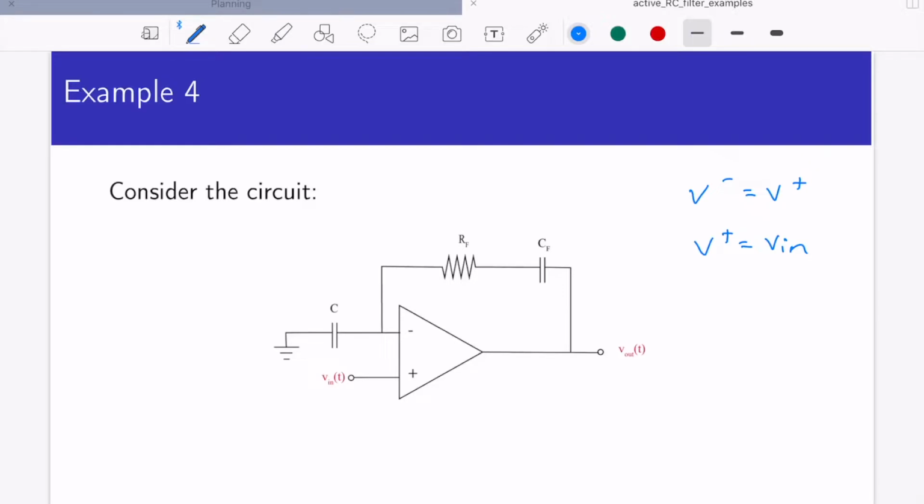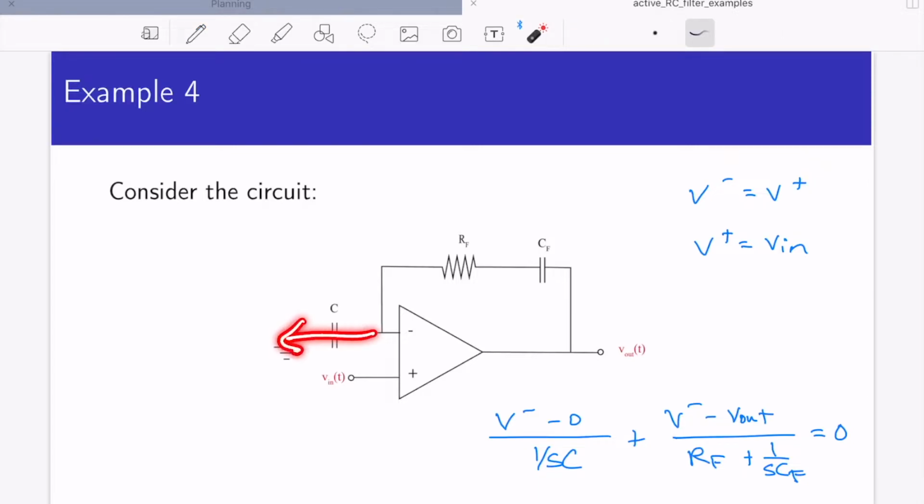We end up with (V minus minus 0) over 1 over SC, plus (V minus minus V out) over the series combination of RF and 1 over SCF, and that will be equal to 0. Again, remember we're adding this current, (V minus minus 0) over 1 over SC, to this current, (V minus minus V out) over RF plus 1 over SCF, plus this current here, which is 0, so I didn't write it. And we end up with this equation.